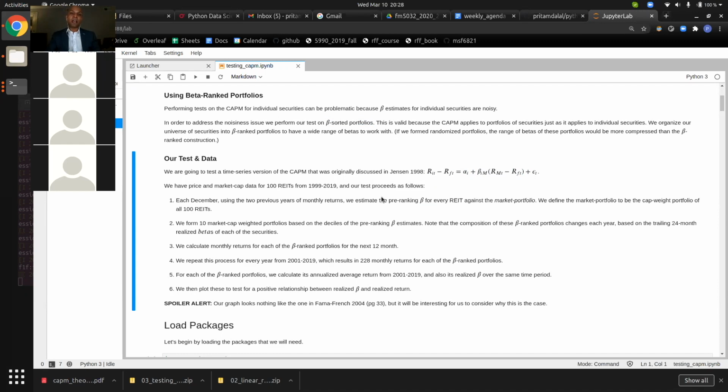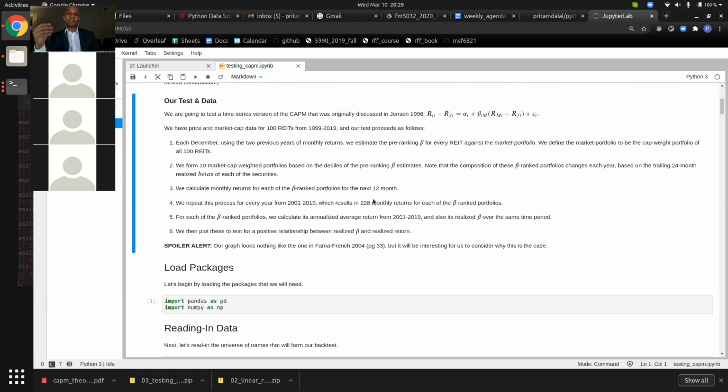The data that I have is price and market cap data for 100 REITs from 1999 to 2019. And our test proceeds as follows. Each December, we're going to use the two previous years of monthly returns and estimate a beta from those. We'll calculate the trailing two-year beta for monthly returns, and we'll call that the pre-ranking beta. We're going to calculate the beta against the market portfolio, and we're going to define the market portfolio to be the cap-weighted portfolio of all 100 REITs.